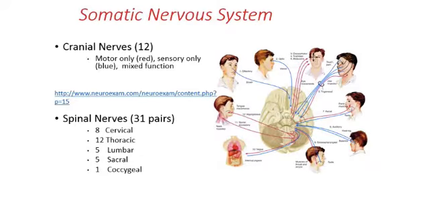So spinal nerves include 31 pairs of spinal nerves. There's 8 cervical spinal nerves, 12 thoracic, 5 lumbar, 5 sacral, and 1 coccygeal nerve.